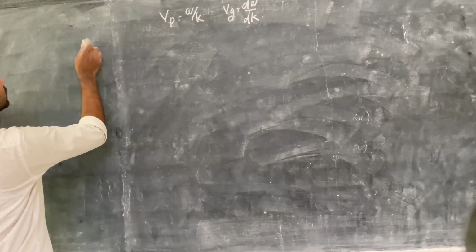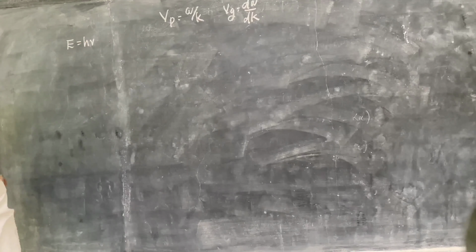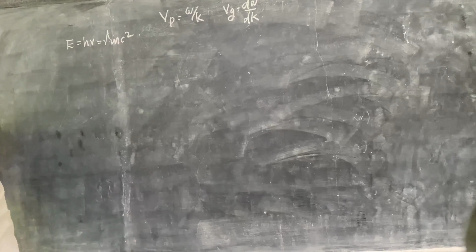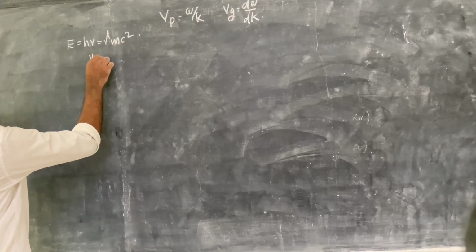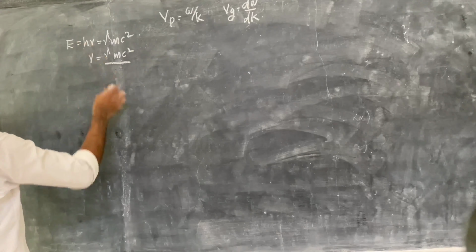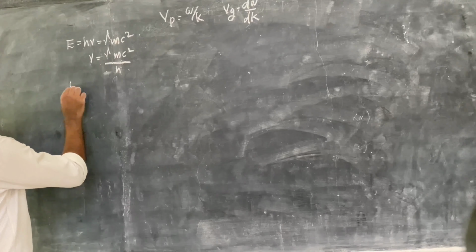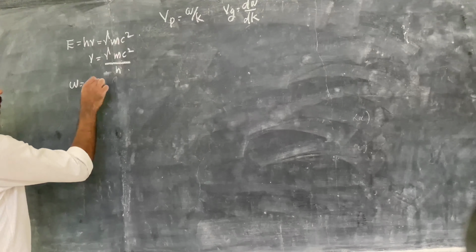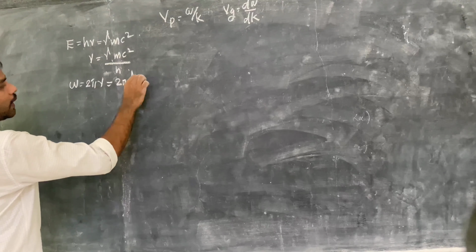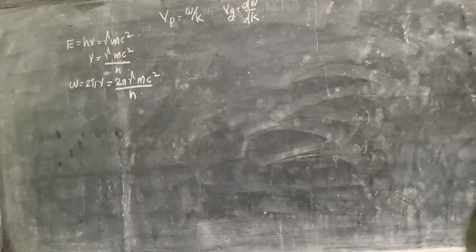For that, first we have the expression for energy, E is equal to h nu, that is equal to gamma m c square, or nu is equal to gamma m c square divided by h. So we have 2 pi nu equal to 2 pi into gamma m c square divided by h. That is the first equation.